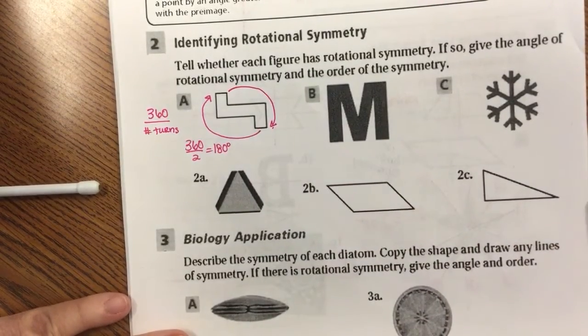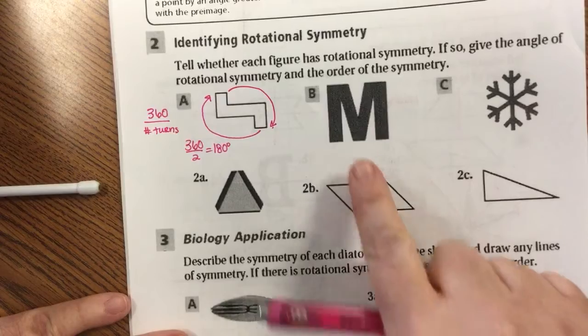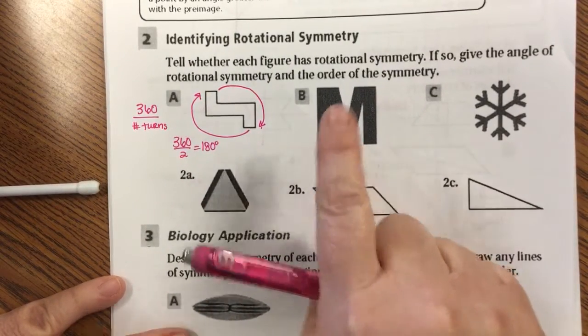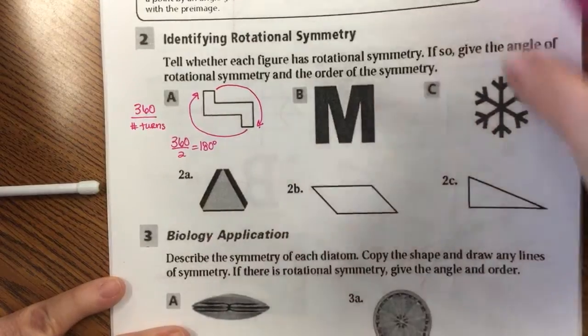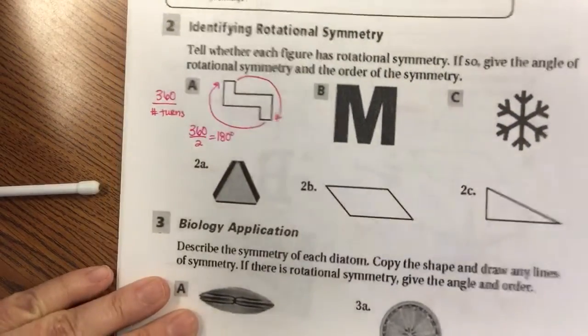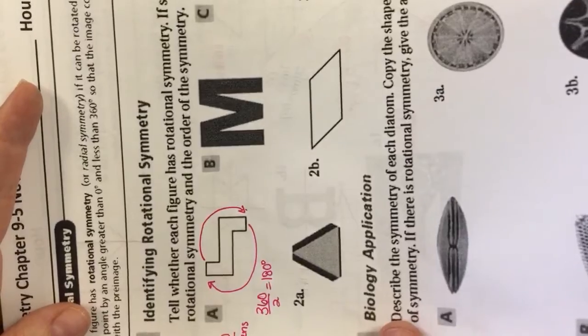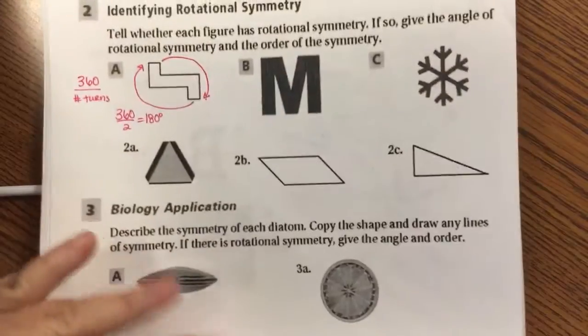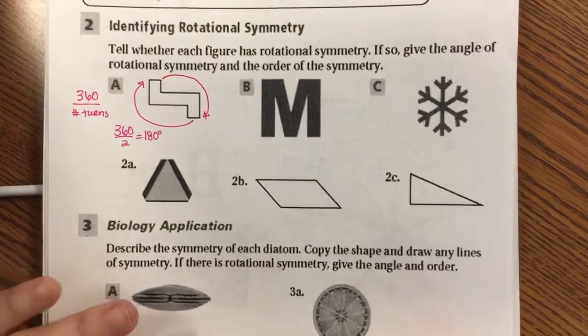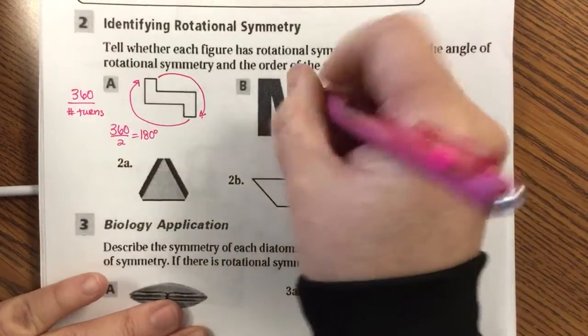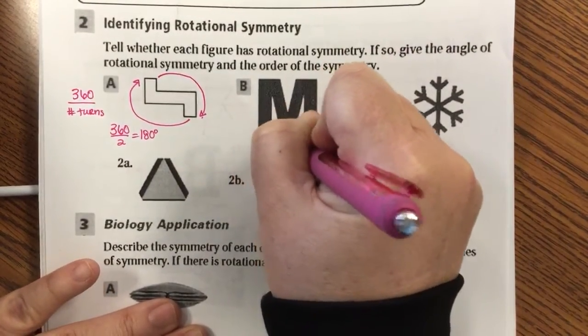So let's look at my M. Is there any way that I can rotate this M less than 360 degrees that will look exactly like this? Well, let's just take our paper and try it. So, have it this way. There's one. That doesn't do it. Now I got like a W. Now it's pointing the wrong way. Well, yeah, now it looks the same, but I went 360 degrees. So, does that count? No. So this one has none.